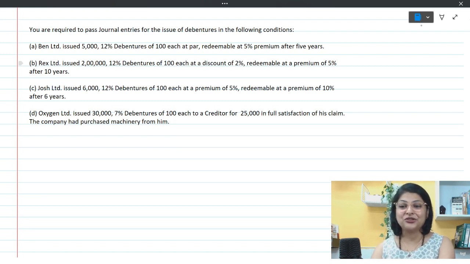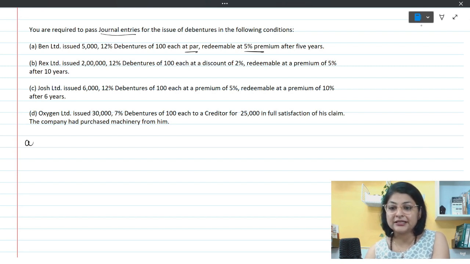The question is in 4 parts, and this question at that time had come for 10 marks. So each case is different. First one is, let us read the requirement. You are required to pass journal entries for the issue of debentures in the following condition. Number 1, Ben Limited issued 5,000 12% debentures of 100 each at par, redeemable at 5% premium after 5 years. When they are redeeming is irrelevant for us for this particular chapter, but what the term of redemption is, is important. So 5% premium. So students, we are going to pass the journal entries for this.